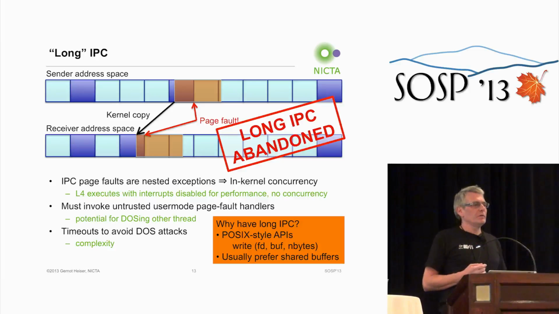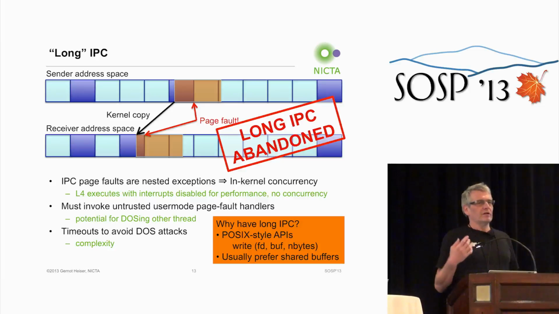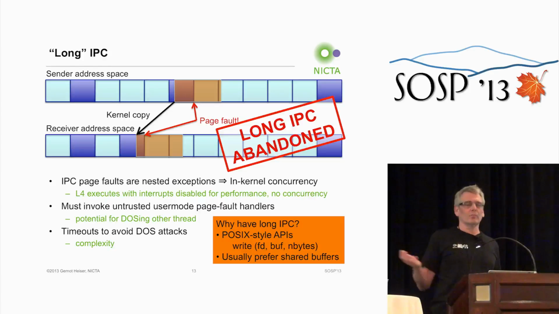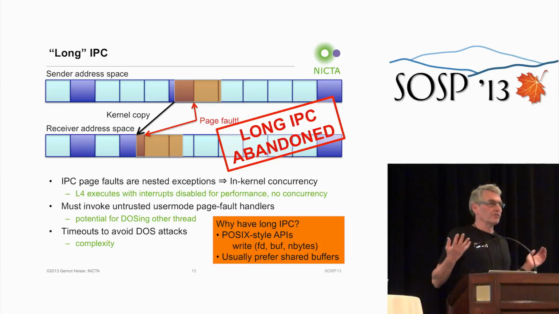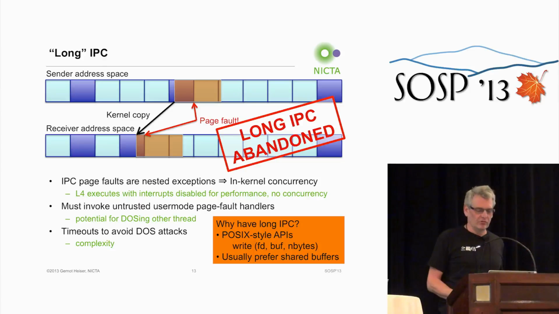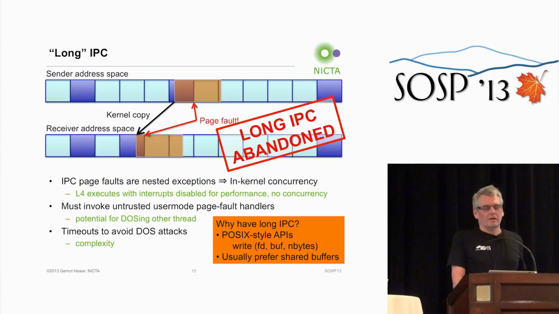It also has the implication that, well, this page fault handler is a user-level program. It could be uncooperative and could just not do anything, in which case it would block the complete operation and would DOS the communication partner. So a client sending data to a server could DOS the server by just not handling page faults. In order to protect that, L4 had timeouts associated with these operations. And these added complexities as well.